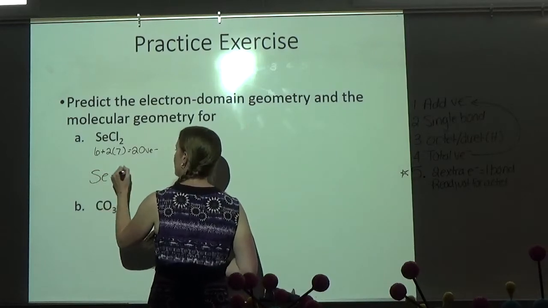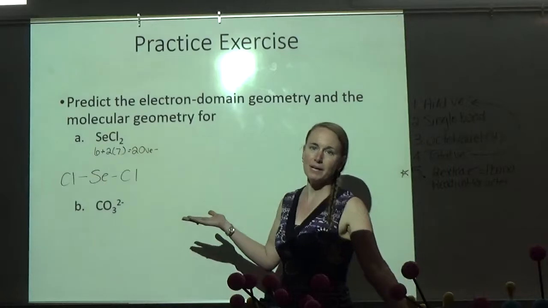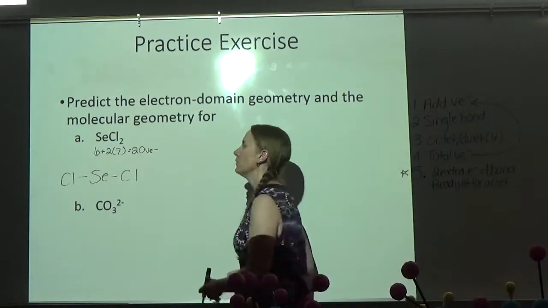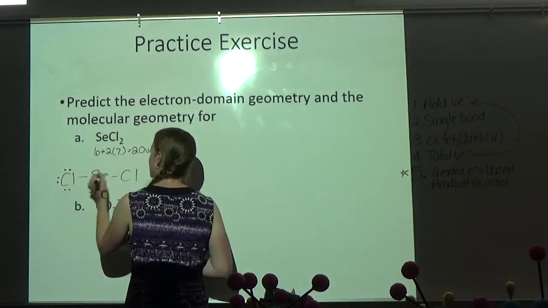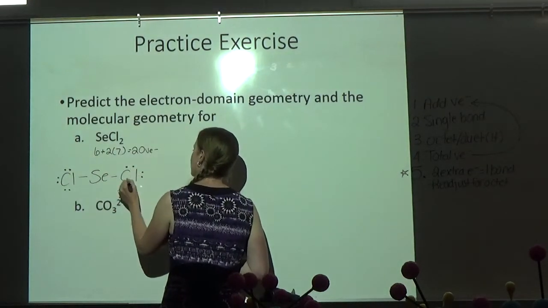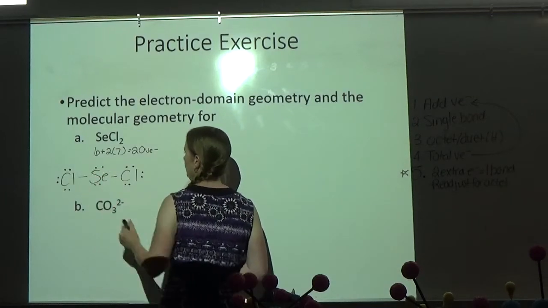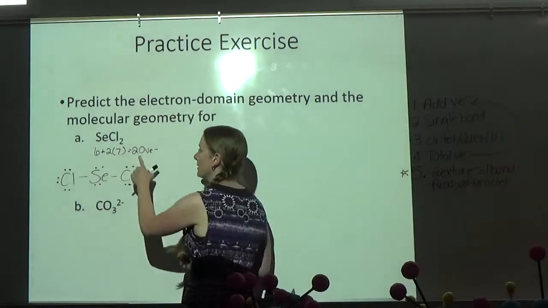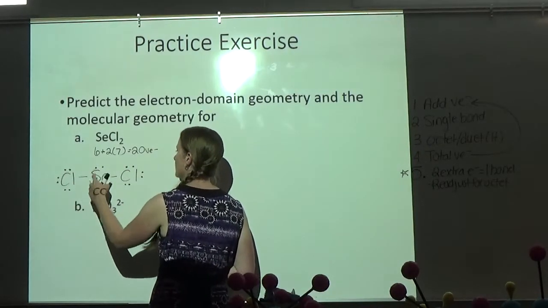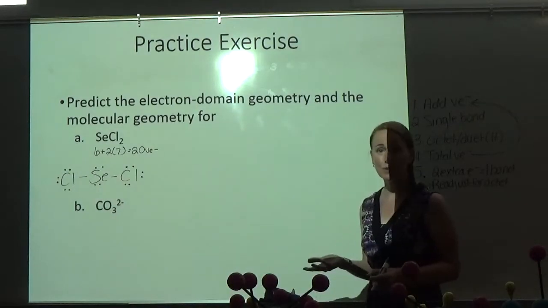Se is going to go in the middle. For now, I'm going to assume it's linear. However, it might not be. It might be bent. I don't know. We'll see. So to make everybody stable, my Cl's each need 6 more electrons, and my Se has 4, so it needs 4 more electrons. So I check my total. I'm allowed 20: 2, 4, 6, 8, 10, 12, 14, 16, 18, 20. So I have 20, so I'm good to go there.